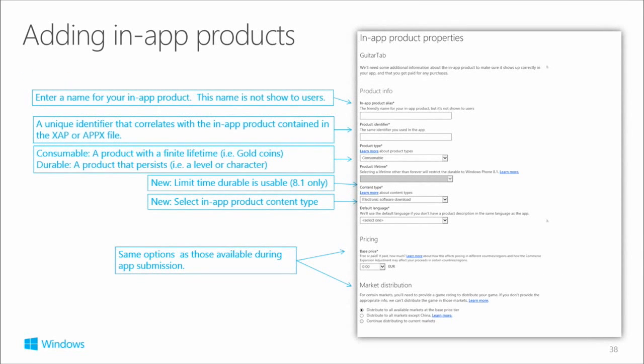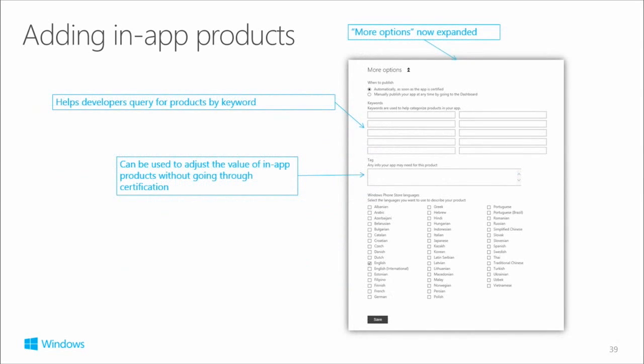This is with the in-app product properties. You give it a name, you give it a unique identifier, and you say whether it's a durable or a consumable. Then you can give it a time limit on a durable, and you also give it a content type, which is of use to the users, so they can figure out what it is they're purchasing. And then for pricing, you can set it and choose which markets that product is available in.